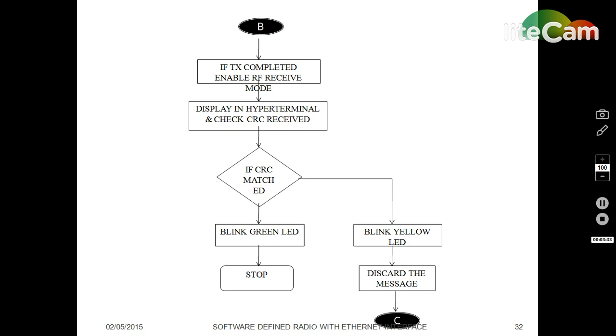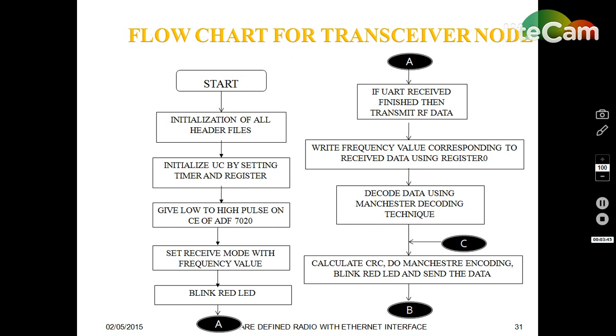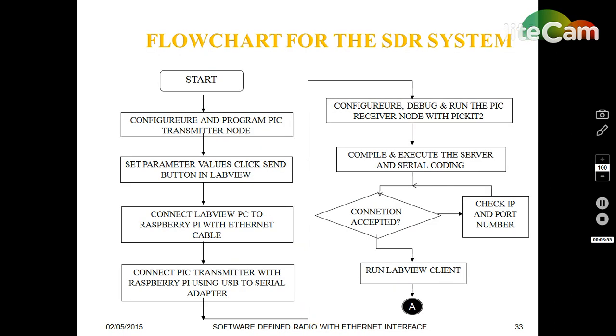If the CRC does not match, then it will blink the yellow LED and discard the message. Then it will go to the next upper section C. In the C section, it will again calculate the CRC and do the Manchester encoding, and then it will wait for the next data frame.